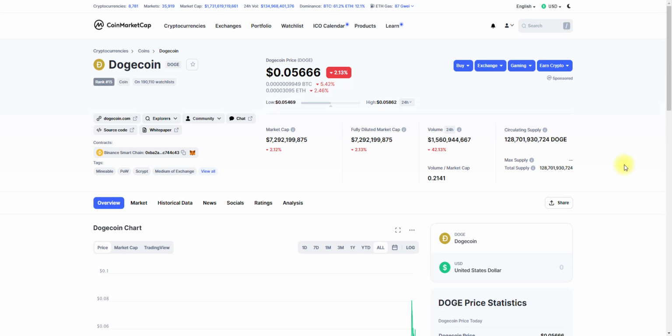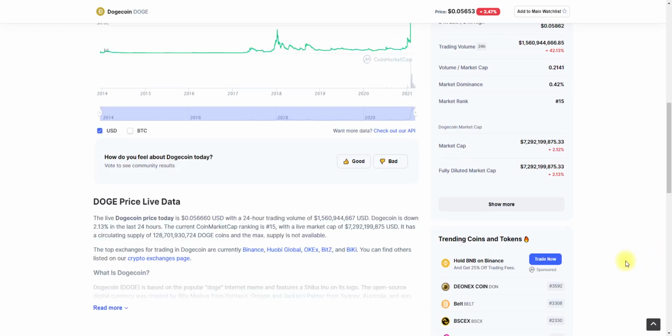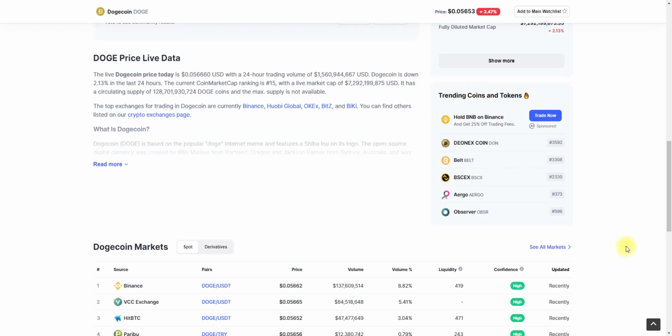Even though it's the 15th ranked coin, there's just such a high market cap for it right now. That's why it ranks so high. But somewhere around December 30th, or around Christmas, I guess you could say, this thing just shot up. But there is no coin burn. It's not deflationary or anything like that. It's just a meme coin, and that's it.